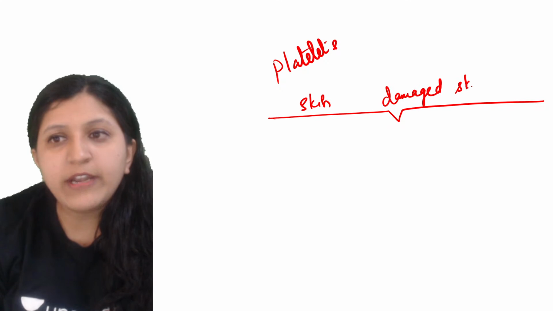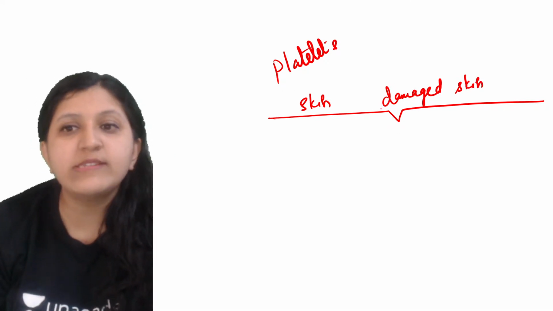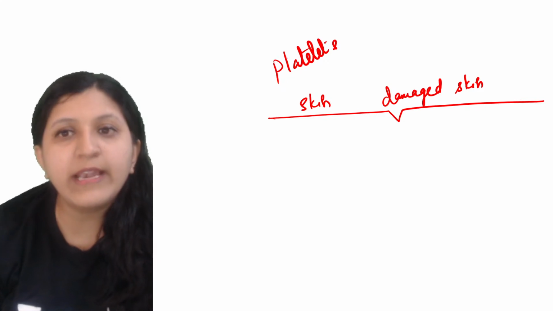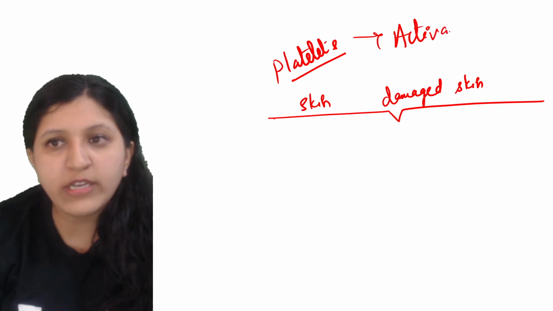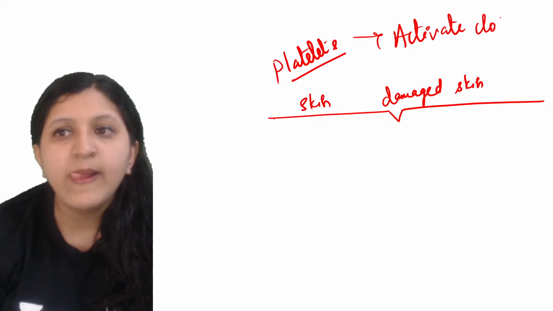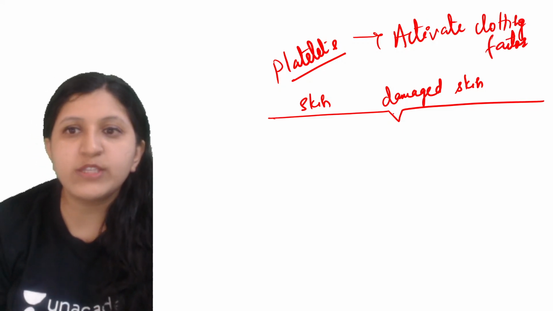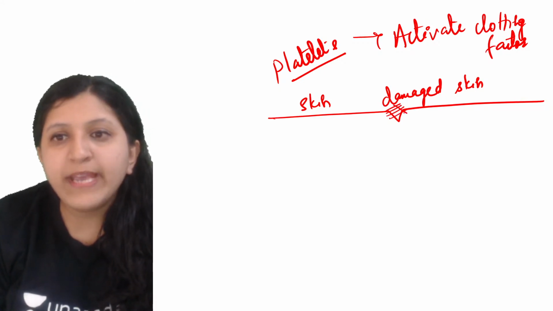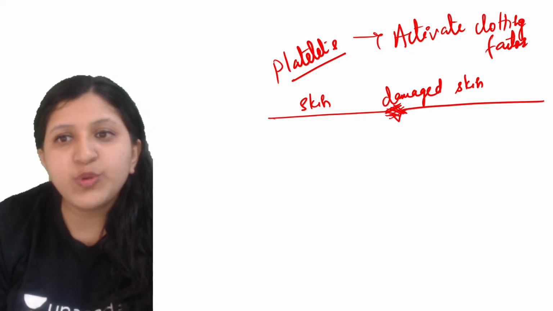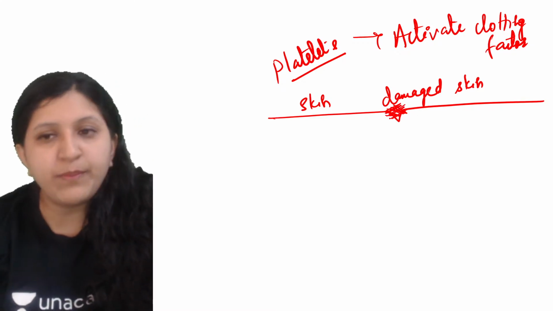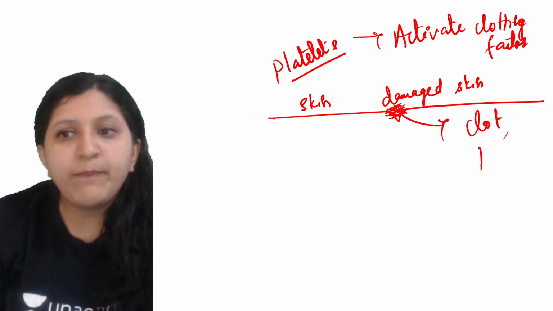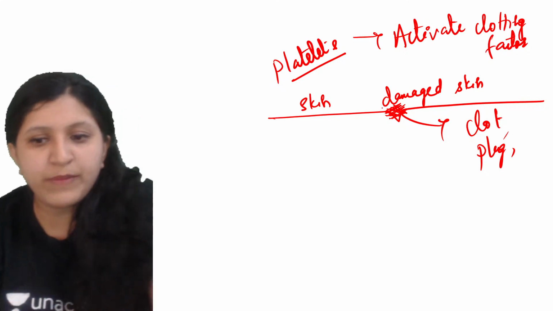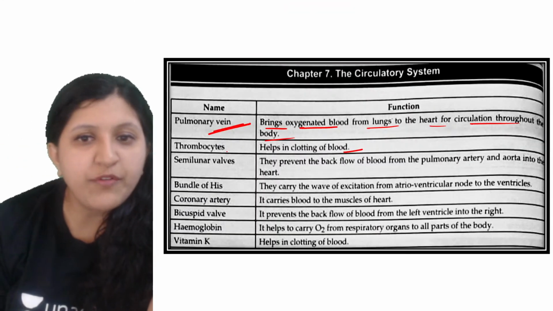When damaged skin is present, there is a chance that the blood can ooze out. The platelet is going to activate the clotting factors. When the clotting factors are activated, a mesh-like structure forms over here, to prevent the exit of blood from the damaged vessel. This can be called a clot or blood plug formation. Plug formation occurs because of a thrombocyte.